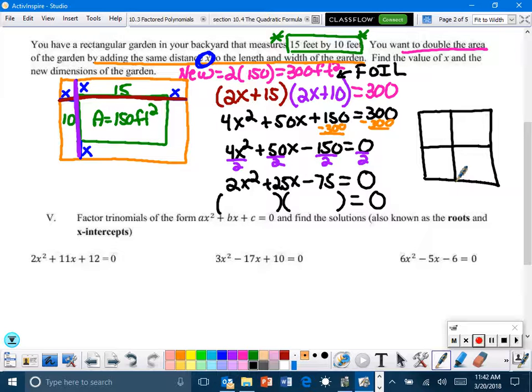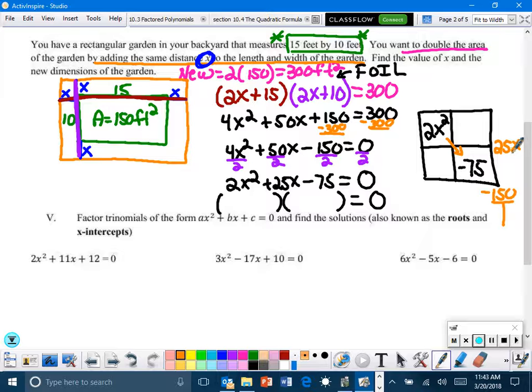The 2x squared goes in the upper left-hand corner. The minus 75 goes in the lower right corner. We multiply those two together. Okay, and we get negative 150. The 25x goes on the side.